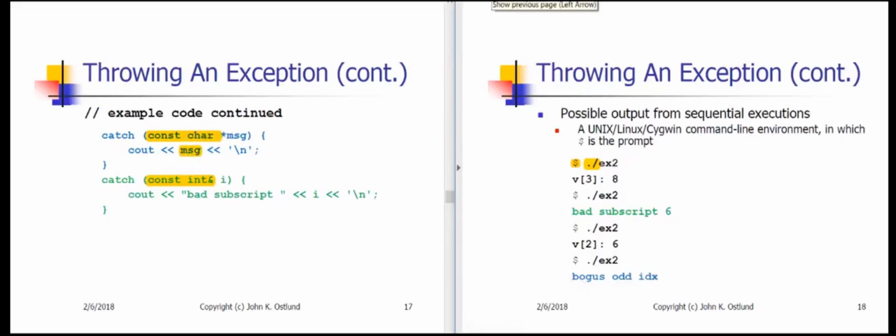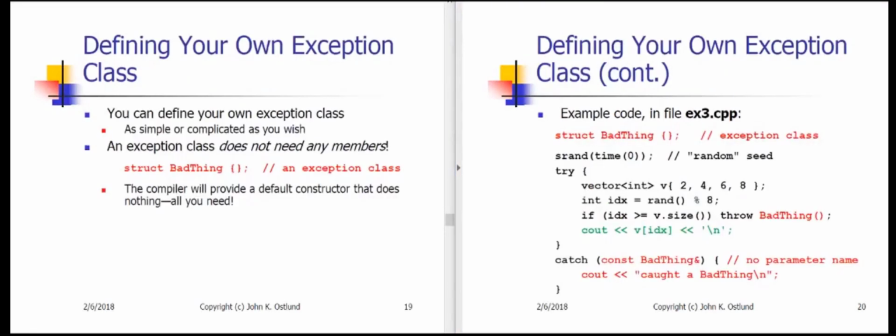Okay, so the bottom line here is that an exception is an object of some type. And you can throw any object of any type, and that either will match up with a catch block higher up in the function call hierarchy, or it won't, in which case your program will crash. Now, because an exception is simply an object of some type, it's very easy to define your own exception class or classes if you wish.